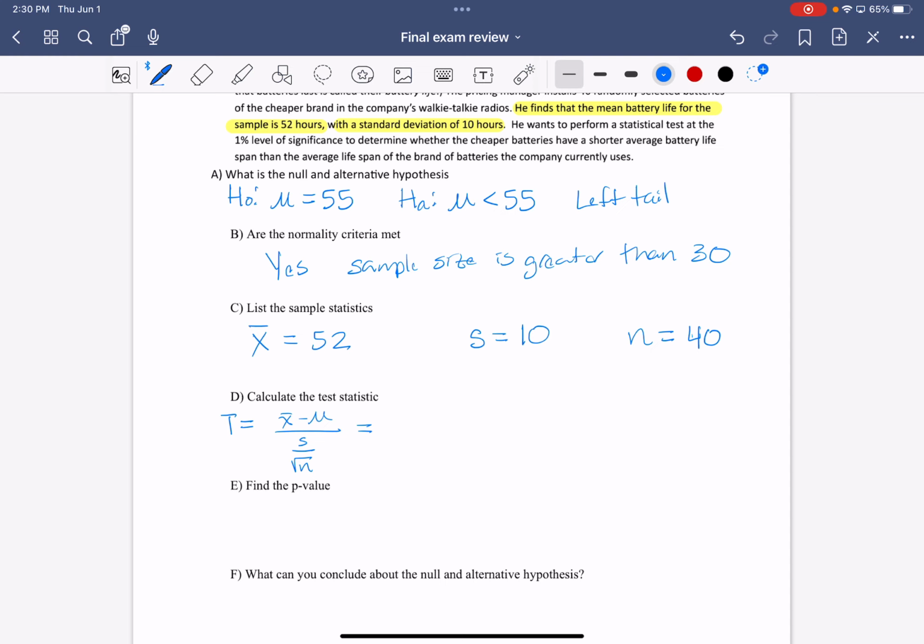Okay, so let's plug in our info. x bar we said is 52, mu is 55, all over s, which is 10, over the square root of n, which is 40. Plugging in all the values we have, you should get negative 1.897.